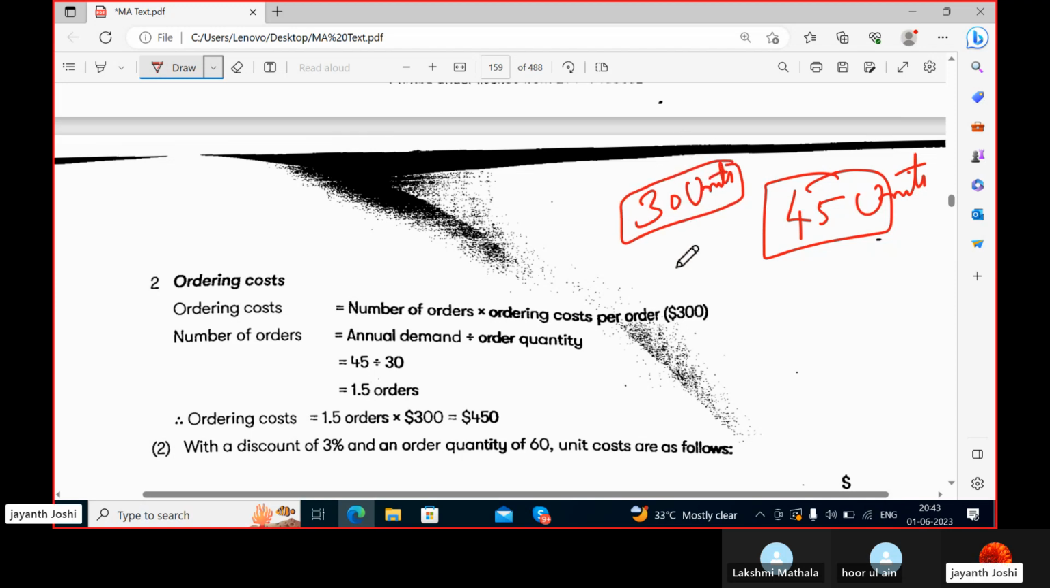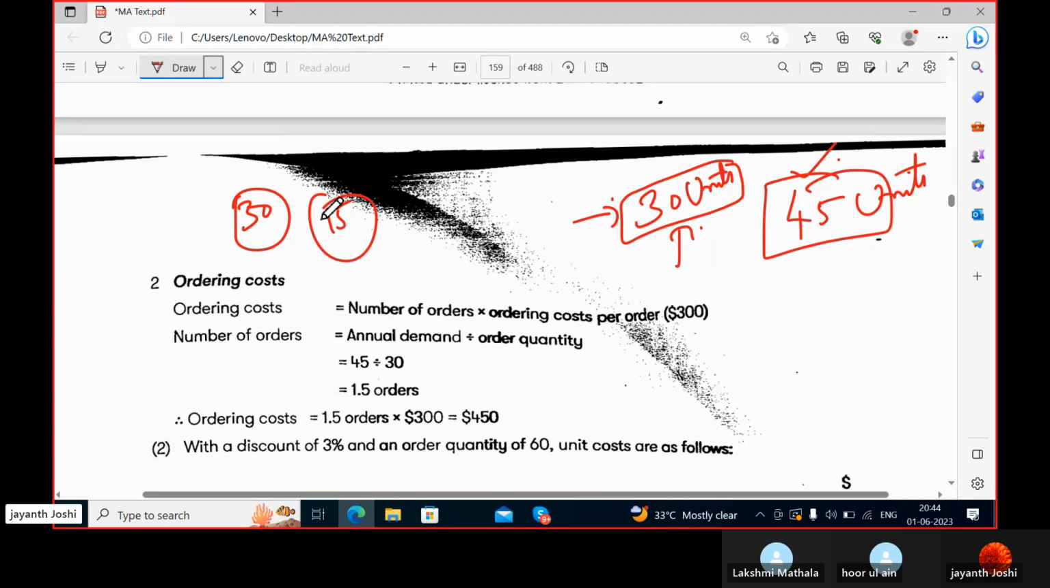You want to order this much quantity, 30 units. That is the economic order quantity. You want to maintain your inventory at this level. Your demand may be 45 units. That means 30 units you want to maintain, and next what will happen? You have to make an additional order to get 15 more units, correct or wrong?